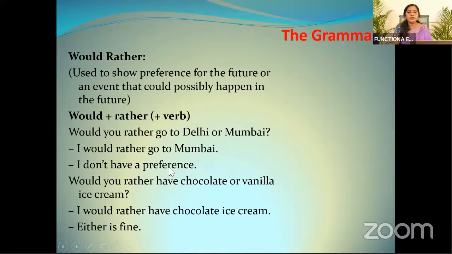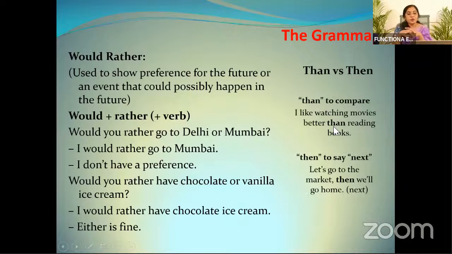I don't have a preference. Would you rather have chocolate or vanilla ice cream? I would rather have chocolate ice cream. Either is fine. So, would rather, would prefer, they take a verb. Prefer and like, they take a noun. If you remember this much, as far as grammar is concerned, you should be able to do it well.